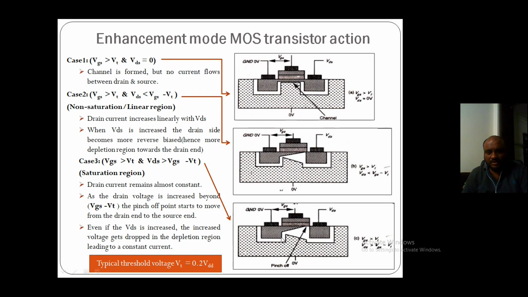So in that case, what happens after a certain amount of voltage is increased, even if VDS is increased beyond that, the increased voltage will get dropped in the depletion region, as the depletion region consists of immobile ions. So all the voltage will be dropped in the depletion region, leading to a constant current, known as the saturation region. So in this operation of MOS transistor action, the typical threshold voltage, that is the minimum gate to source voltage required in order to form the channel, will be typically 0.2 times VDD, the supply voltage.